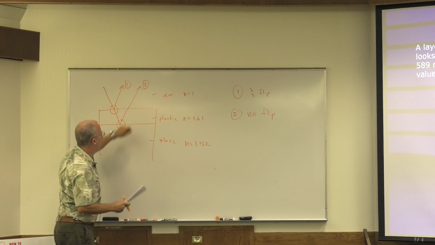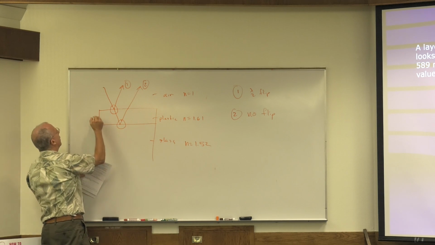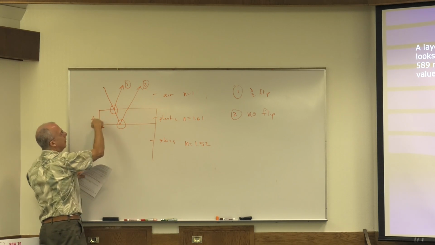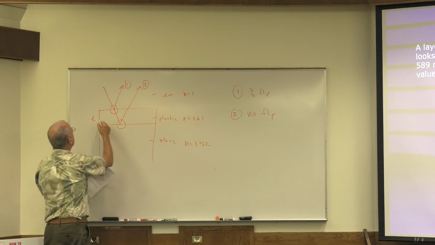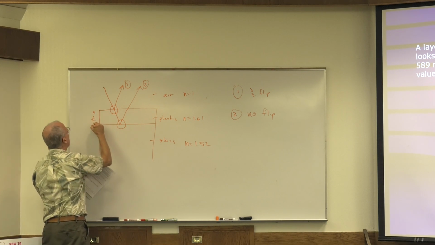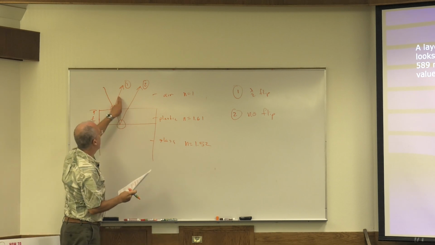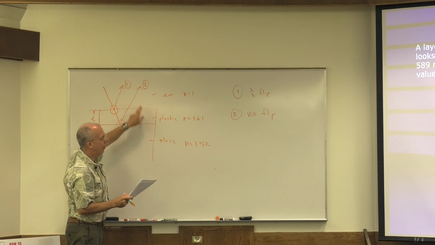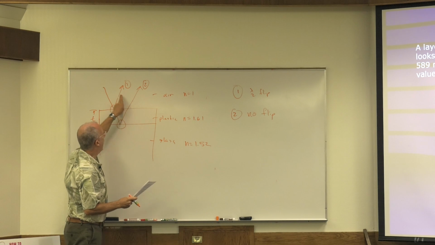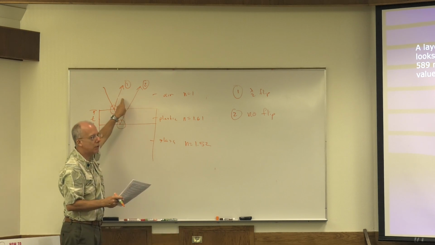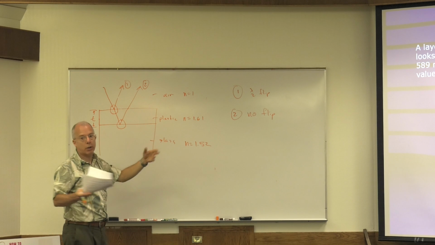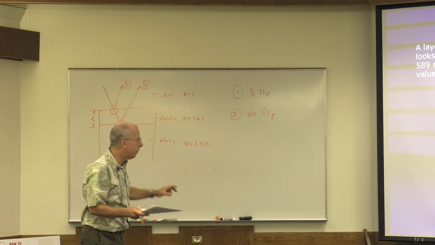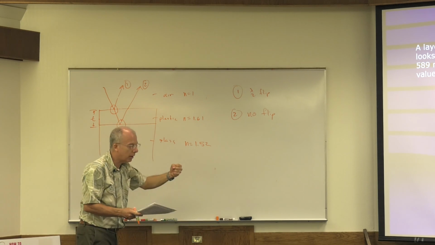Oh, I forgot to do this. Don't forget to label the thickness of the film. All right, so this one's flipped, this one's not flipped. So if we didn't have any path difference, how would this one interfere with that one? One is inverted, one is not inverted. Destructive interference, right? So without the path difference, we would get destructive interference.